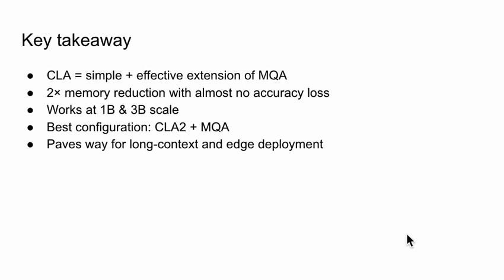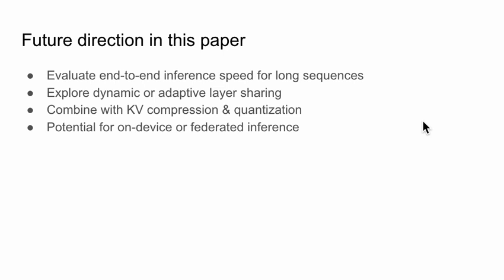The study concludes that sharing KV across adjacent layers is a low risk, high reward tweak. The recommended recipe is CLA2 plus MQA. Cut KV memory by half with little or no accuracy loss. This makes longer context or smaller memory inference feasible, especially useful for edge devices. The authors leave system-level benchmarking to future work, but CLA could pair well with token pruning or quantization.